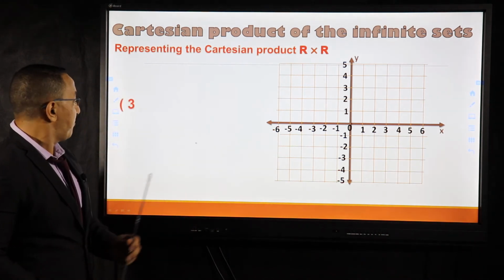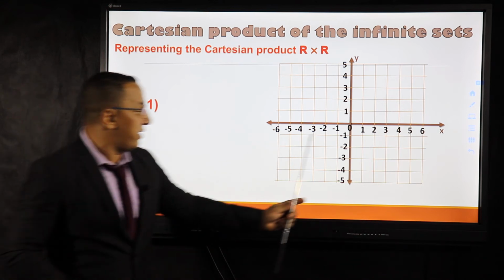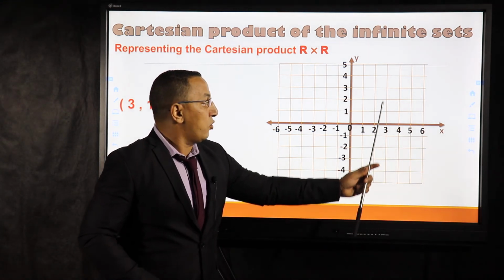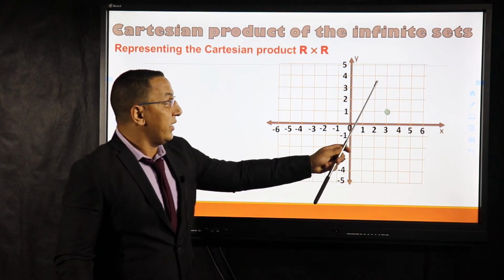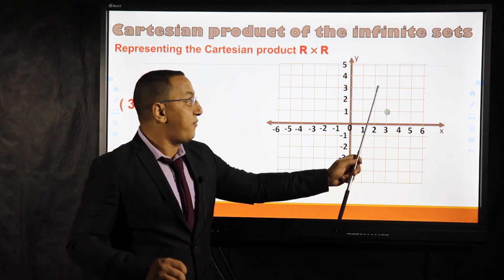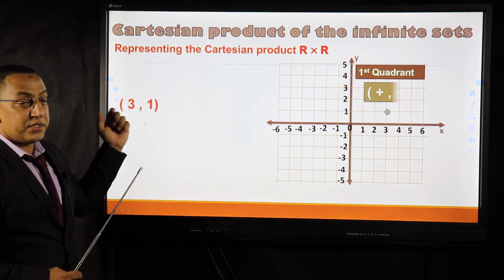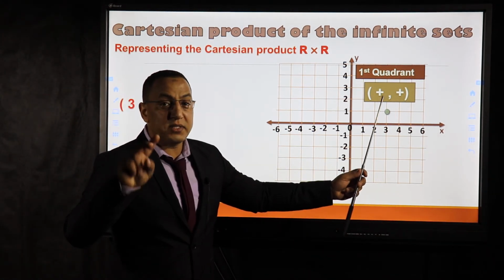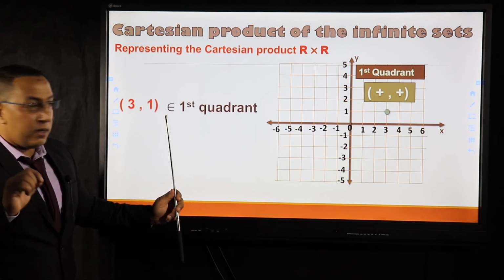Okay, for example, if we have a point like 3 and 1, it is represented in this position. Starting from 0, go to the right 3 steps and go up 1 step, it appears in this position. Here we have 4 quarters. This quarter is called the first quadrant. By looking carefully at 3 and 1, 3 is a positive number and 1 is a positive number. In the first quadrant, the two numbers are positive, so 3 and 1 belongs to the first quadrant.